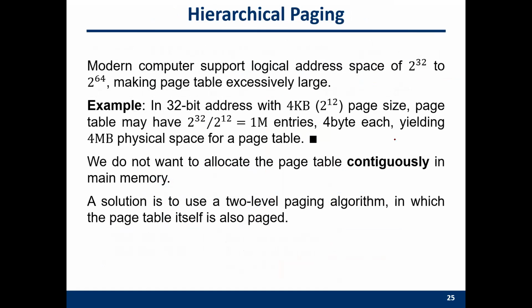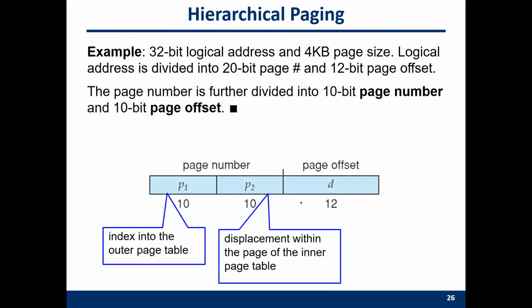So we calculate each page table may occupy 4 megabytes, which is very large. If you have 100 applications, in total you may pay 400 megabytes of memory capacity only for the page tables. So in this way, people try to reduce the size of a page table. They propose so-called hierarchical paging.